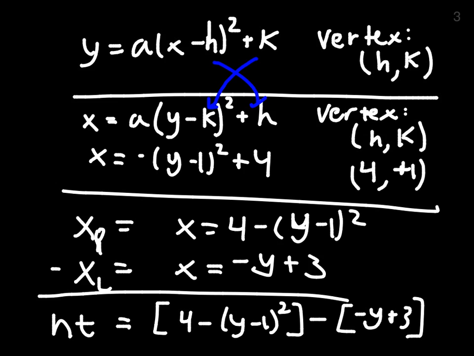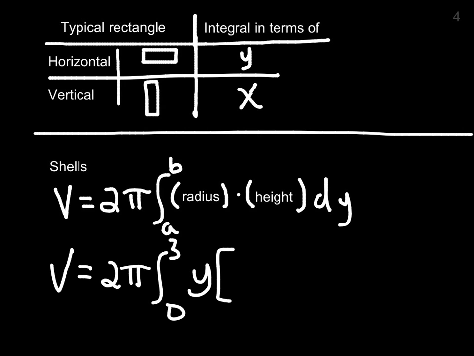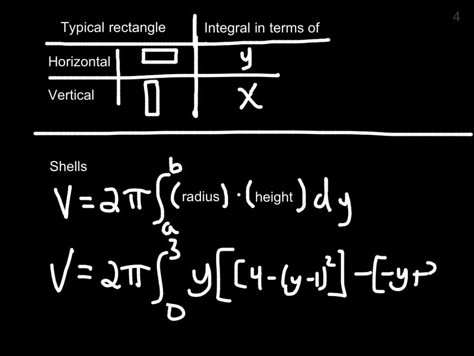Okay, and let's put it all together, and then we will at least have our formula for volume. 2 pi, the integral from 0 to 3, y times the quantity of 4 minus y minus 1 squared, and then minus negative y plus 3. And next time we will finish this.